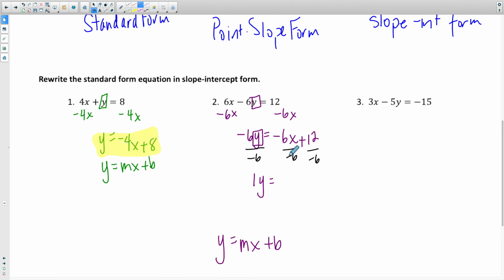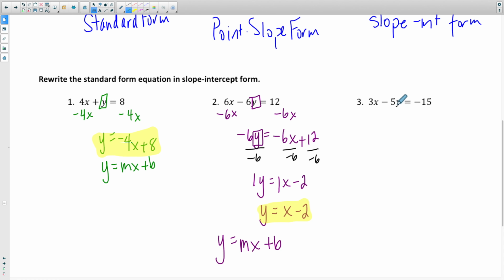Same thing over here. Negative 6 divided by negative 6 is a 1x. And then 12 divided by negative 6 is a minus 2. So I could leave those 1's in there, but usually we don't. Usually we just call it y equals x minus 2. And once again, now that matches up very closely with y equals mx plus b. That is my final answer.